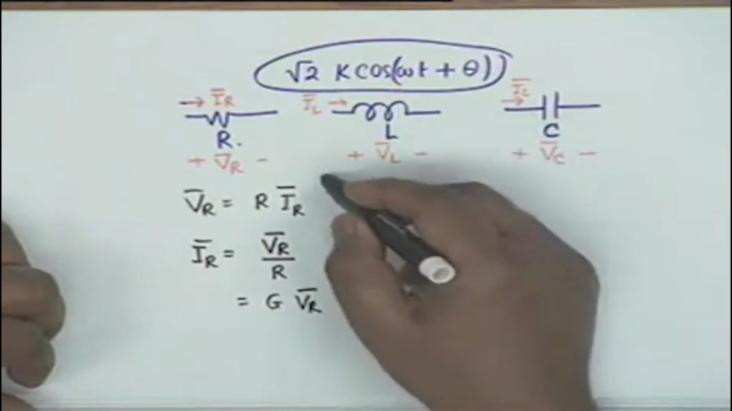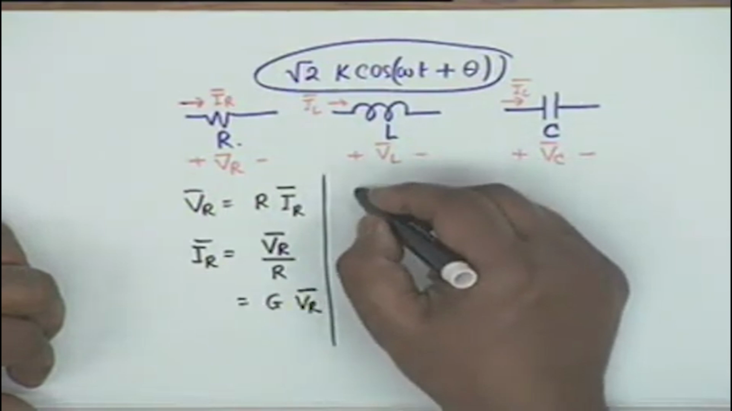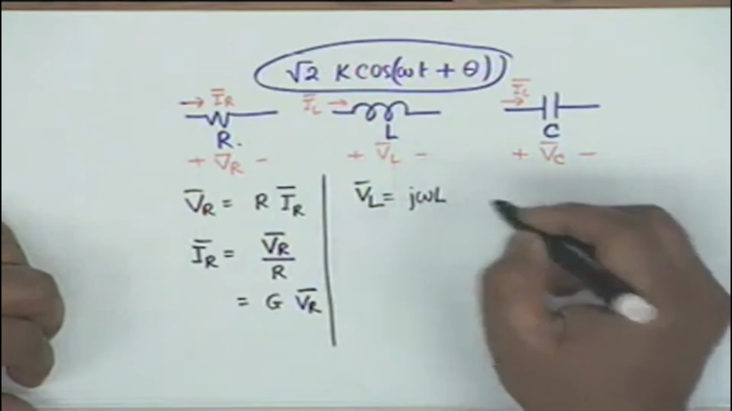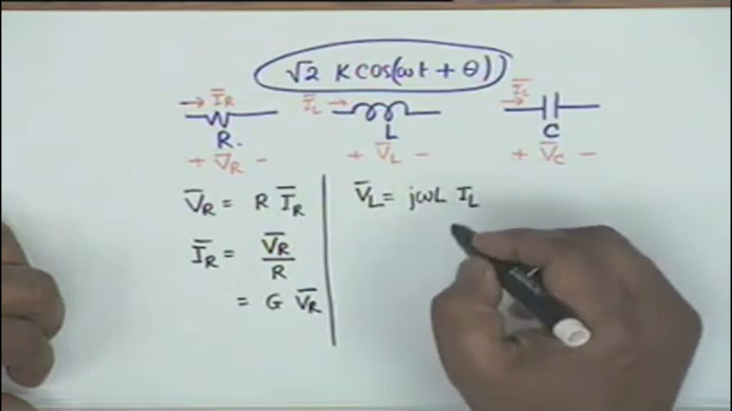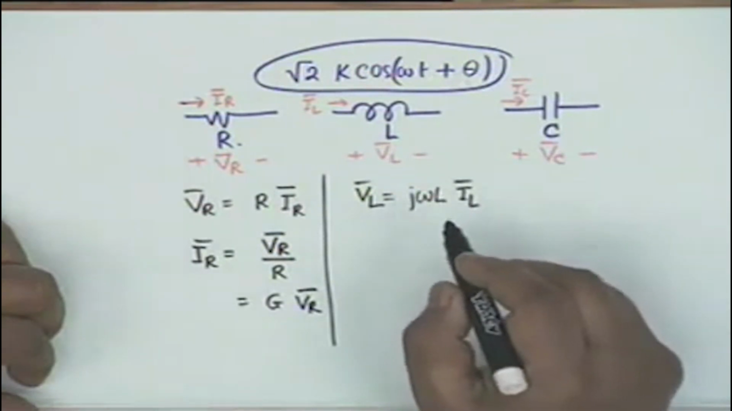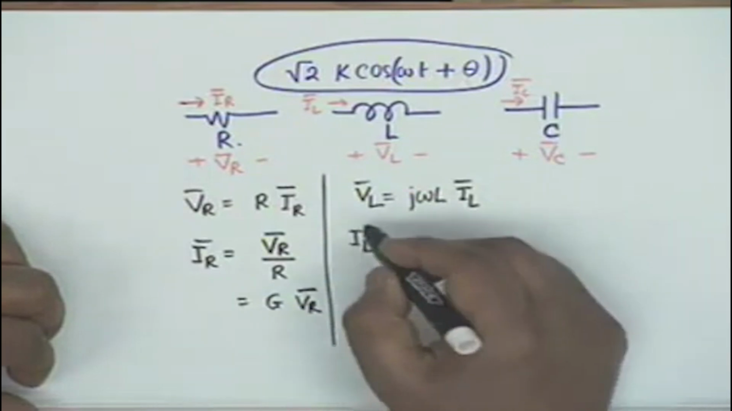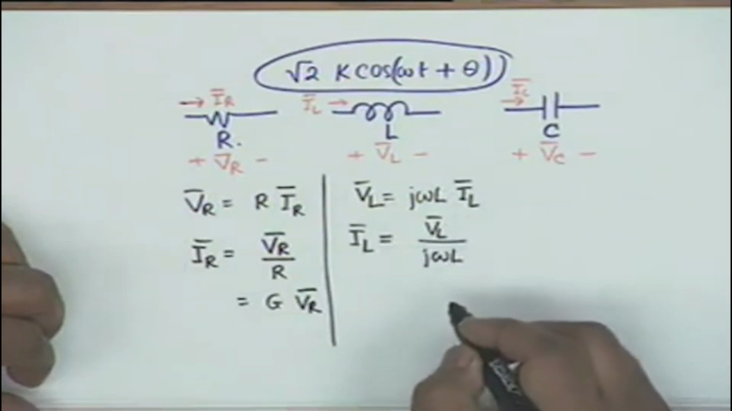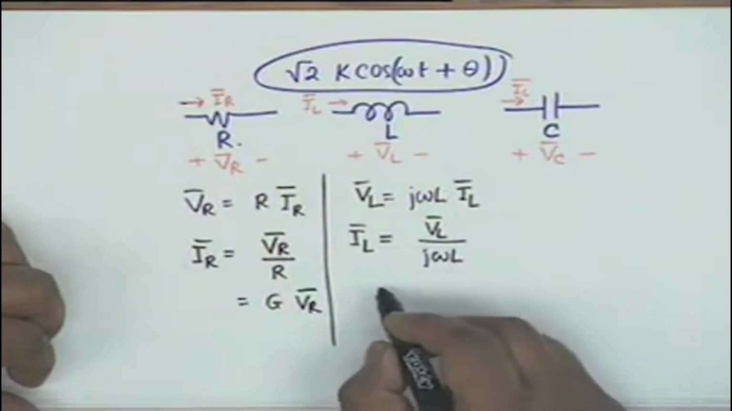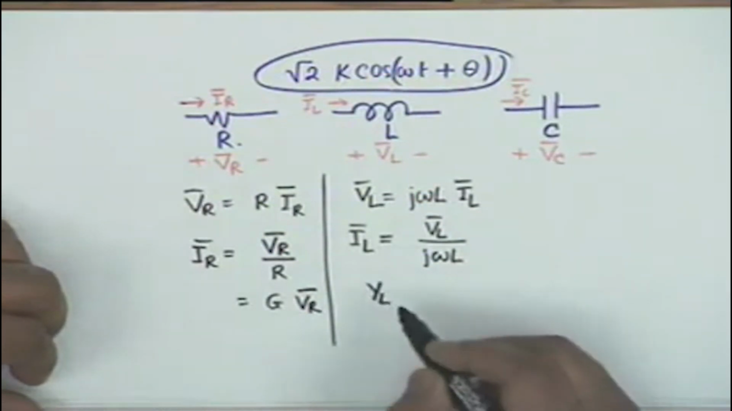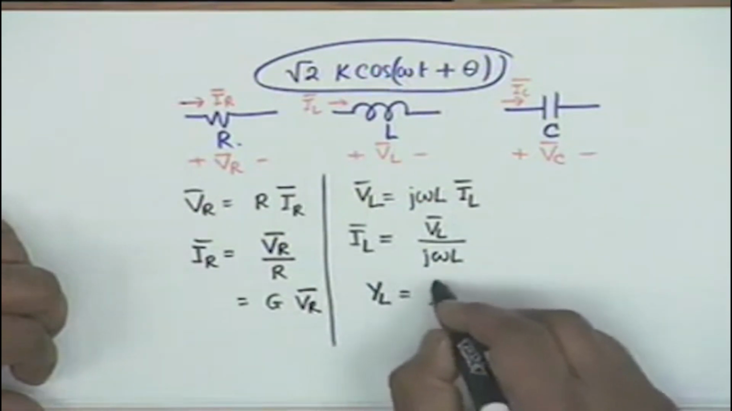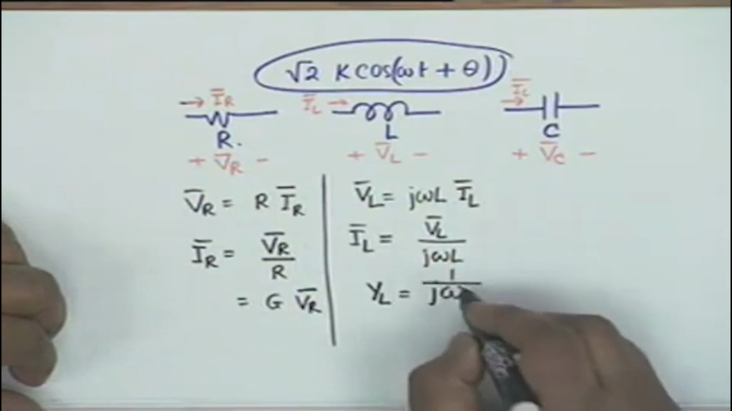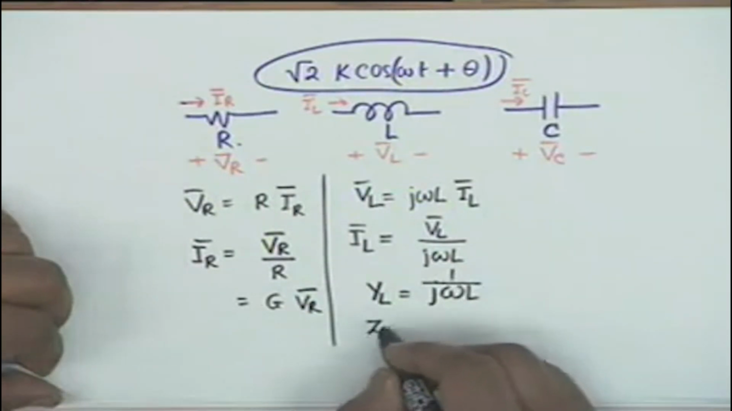Similarly, for an inductor, we have VL equal to j omega L times IL. j omega L is the impedance of the inductor, or IL is equal to VL divided by j omega L, which indicates that the admittance of an inductor YL is simply equal to 1 by j omega L, that is correct, and its impedance ZL equals j omega L.